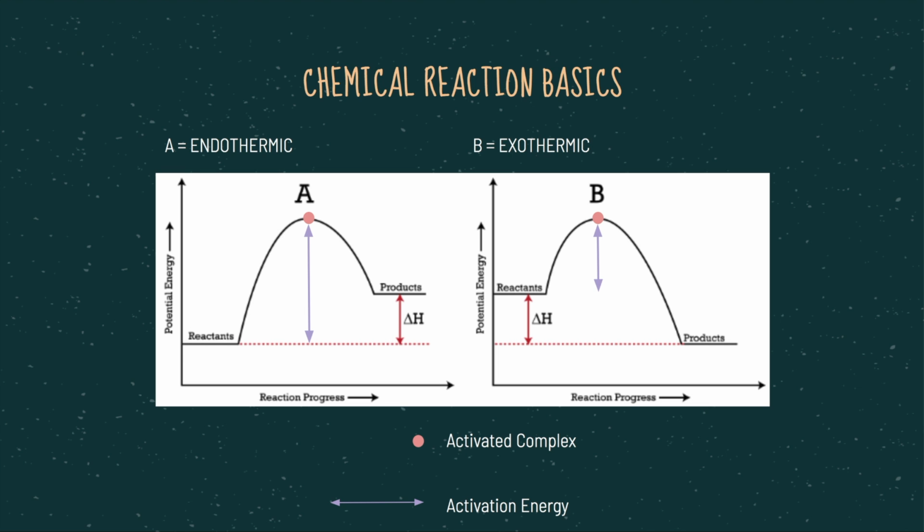As mentioned, chemical reactions occur as a result of collisions between molecules. If they collide at just the right orientation, they can get over the activation energy, which is represented by the purple arrow. An activated complex is a structure that results in the maximum energy point along the reaction path. This is represented by the pink dot.